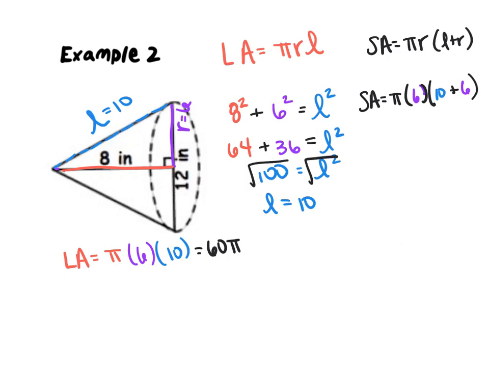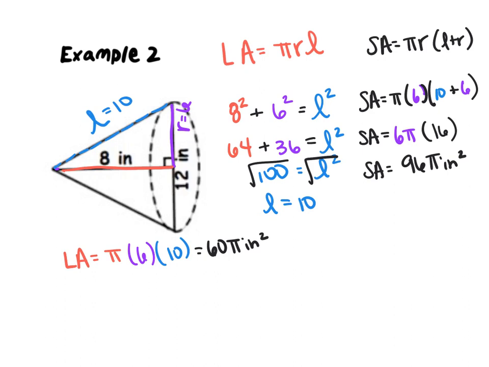And so I get the surface area is equal to, in the front of the equation, 6 pi times 16. And 6 times 16. So SA is equal to 6 pi times 16, which is 96 pi. And again, I didn't add the unit, but this should be inches squared, and this should also be inches squared. And these are what we call exact answers.